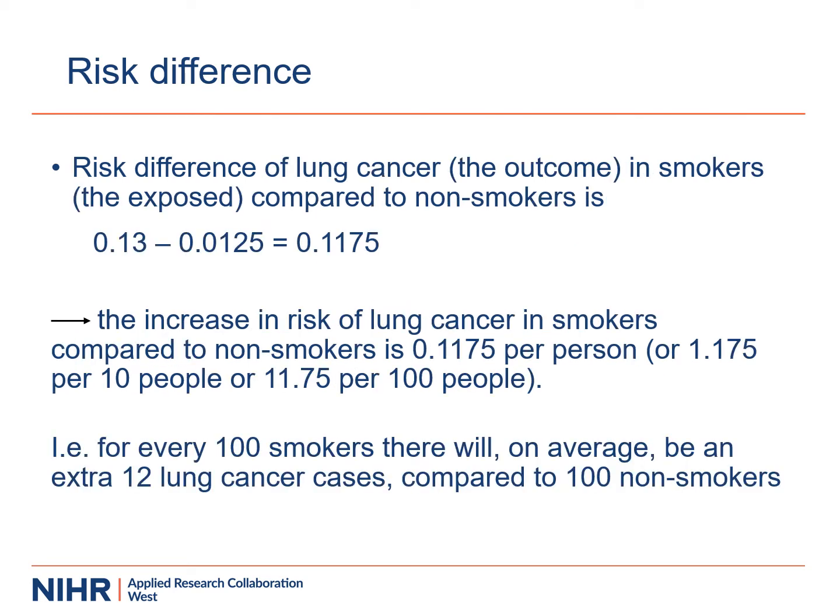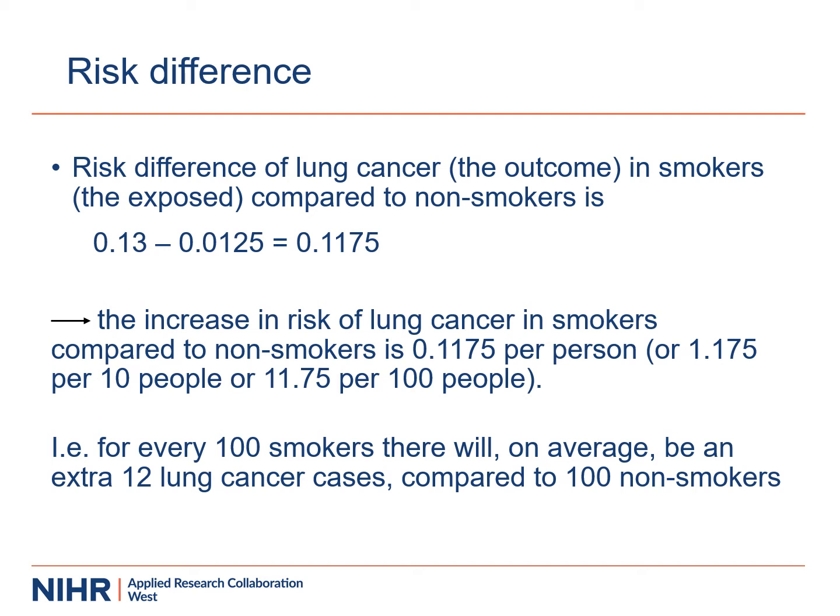Using the same example of smoking and lung cancer from before, we can calculate this risk difference. So we have 0.13 minus 0.0125, which gives us 0.1175. And what this tells us is that the increase in risk of lung cancer in smokers is 0.1175 per person, or more intuitively, 11.75 per 100 people. So this tells us that for every 100 smokers, there will be on average an extra 12 lung cancer cases compared to a group of 100 non-smokers.